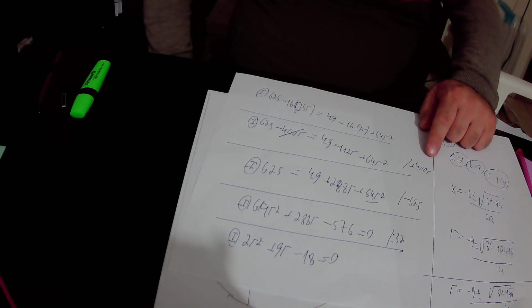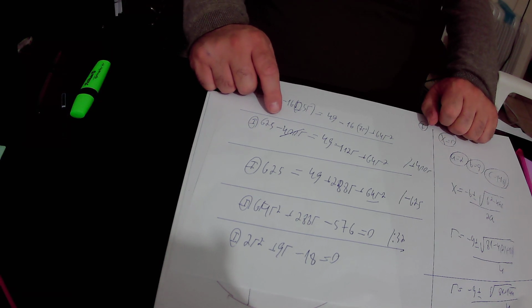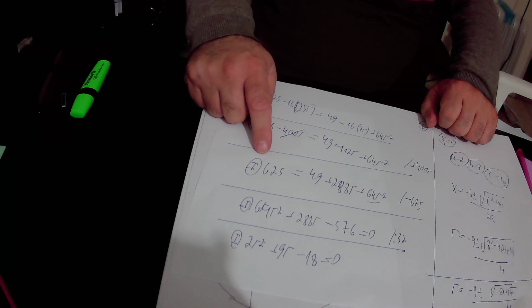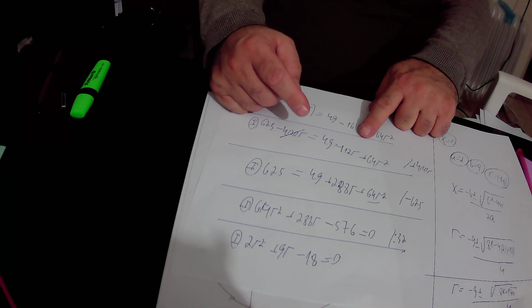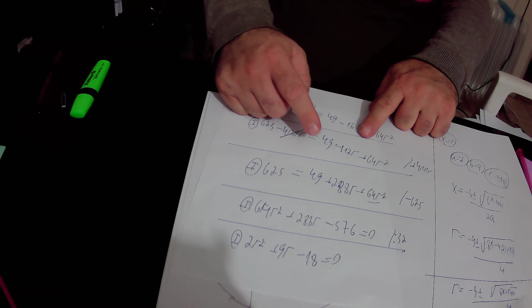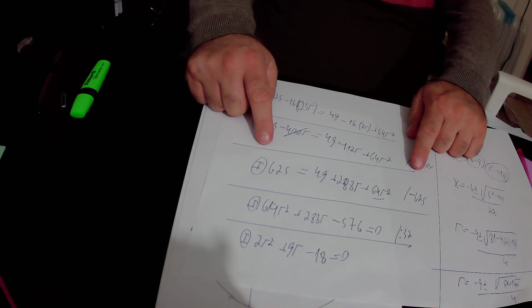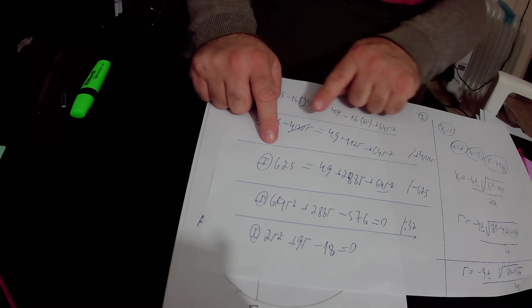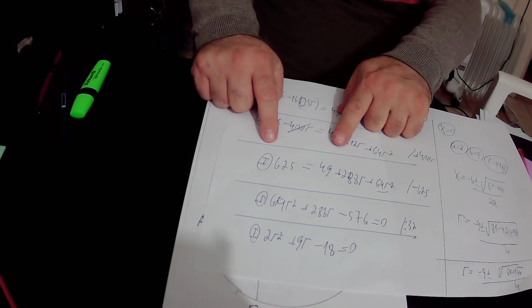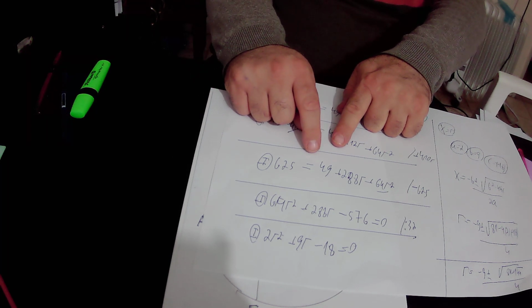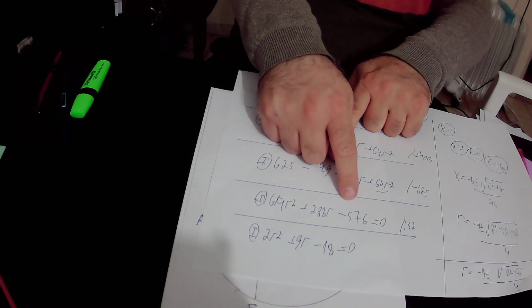We subtracted 400R from this equation, equation number 1. So on this side of the equation, 400R minus 400R is 0, so we are left only with 625. On the other side, we have 400R minus 112R, that is 288R, plus 64R squared. We subtracted 625 from this equation, and we got that 625 minus 625 is 0. Here we have 49 minus 625, which equals minus 576.